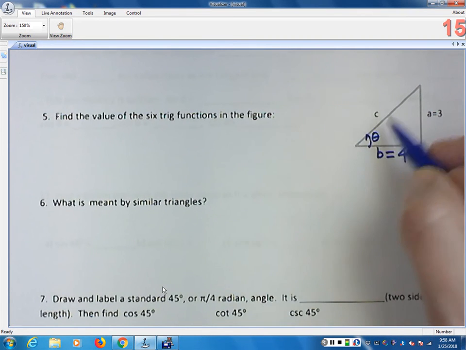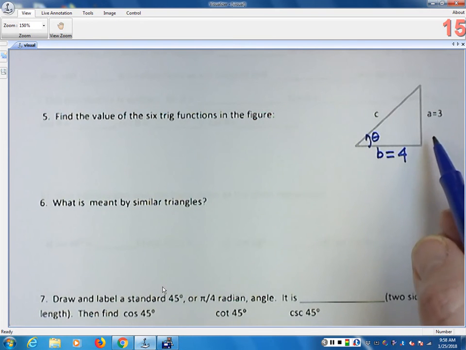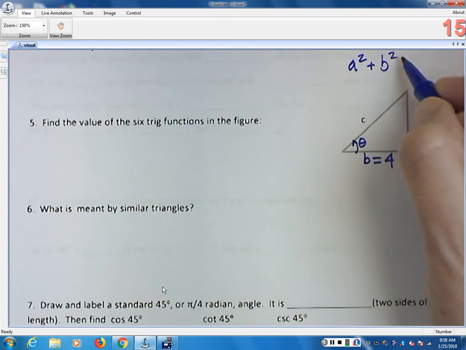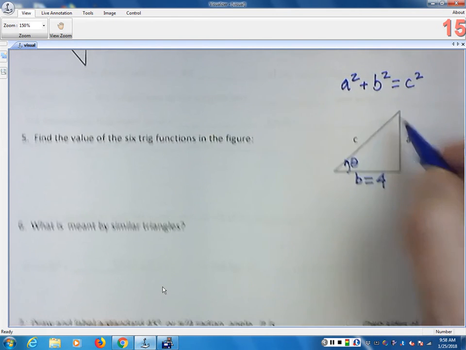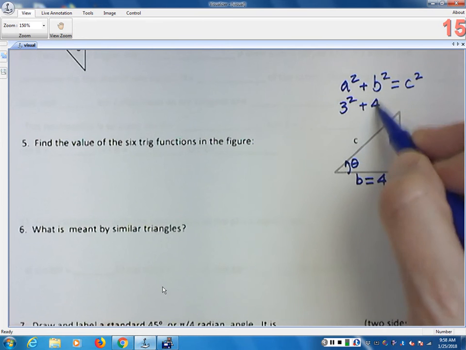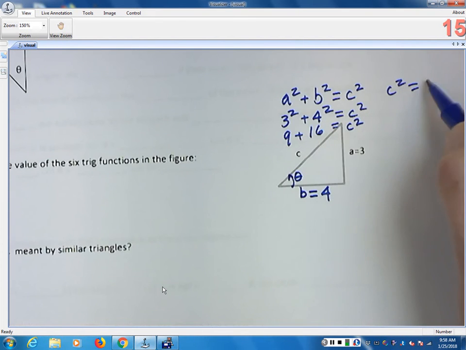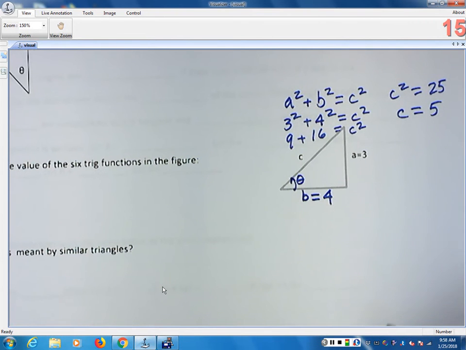So first we're going to find C. Use the Pythagorean theorem: A squared plus B squared equals C squared. So 3 squared plus 4 squared equals C squared. That's 9 plus 16 equals C squared, so C squared is 25. Take the square root, C is 5. It's an actual positive number, so we don't have to do plus or minus 5.